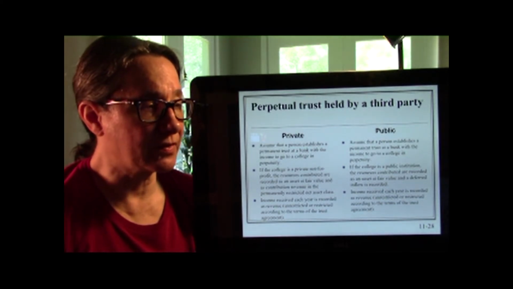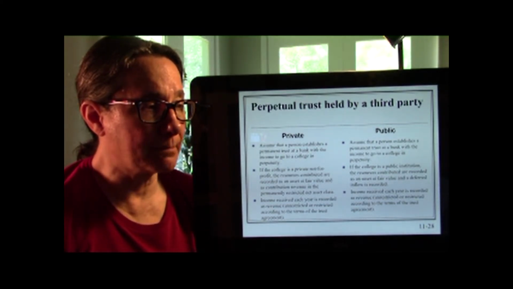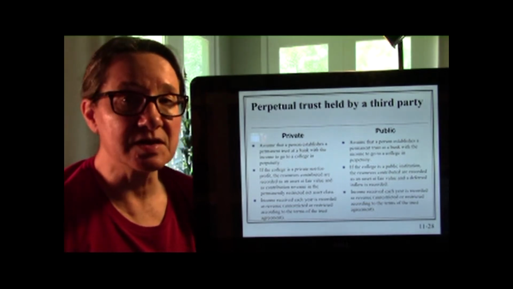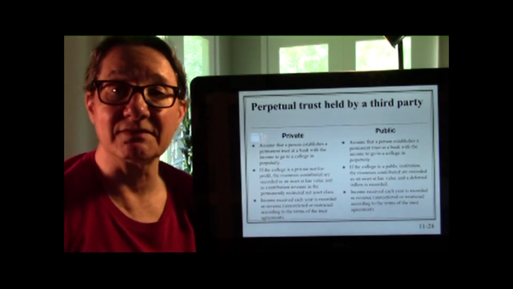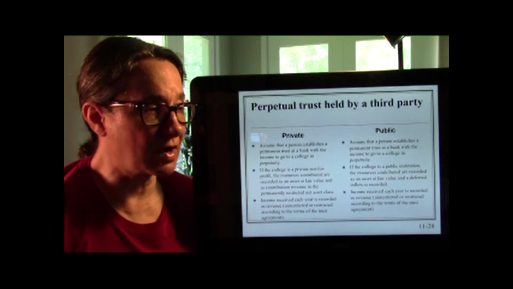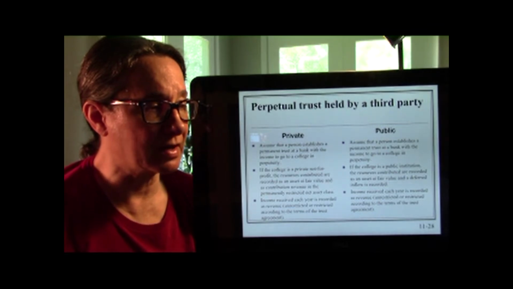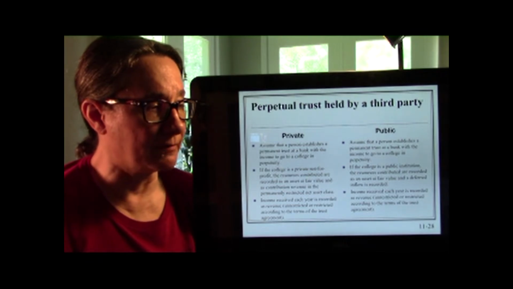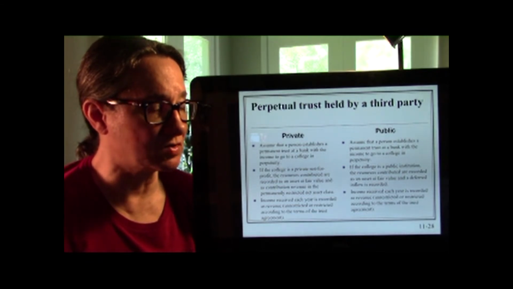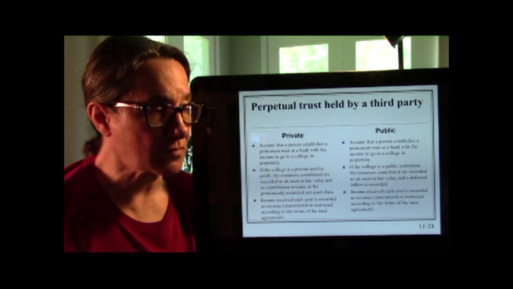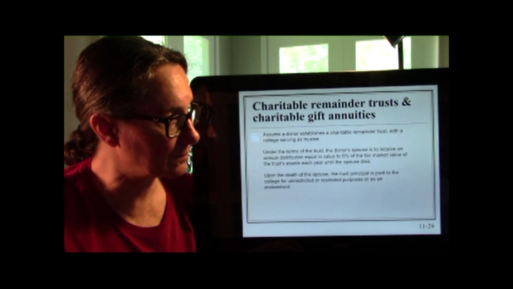Perpetual trust held by a third party. Think about somebody who set up some money somewhere, and the money is generated from the trust. So I put $1 million in the bank, and I say you can have the interest. If the college is private, it's an asset at fair value. If it's public, it's an asset at fair value and deferred inflow. Income received each year at the private is recorded as revenue. Income received each year at the public is recorded as revenue.